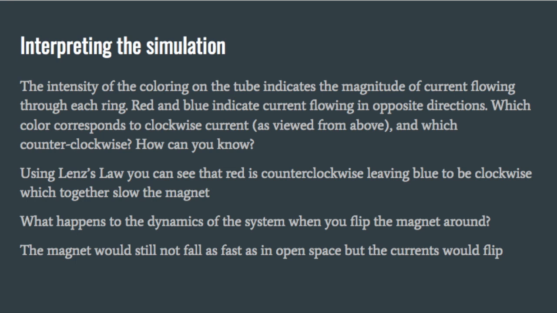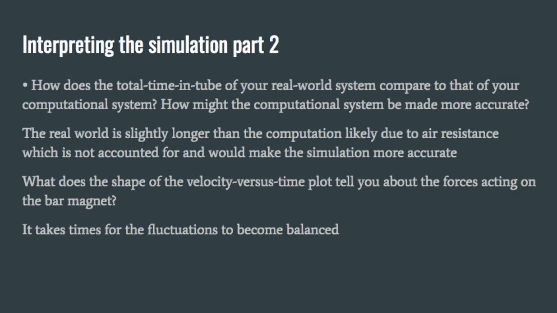What happens to the dynamics of the system when you flip the magnet around? So if you flip the magnet around, it would still not fall as fast as it would in an open space and likely at the same speed, but the currents would flip. The red and the blue that you see would flip.